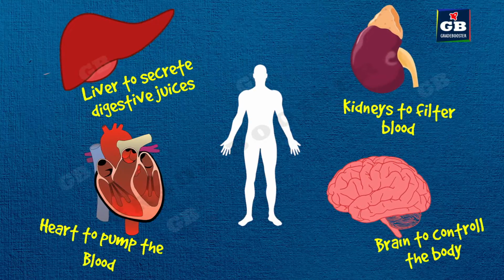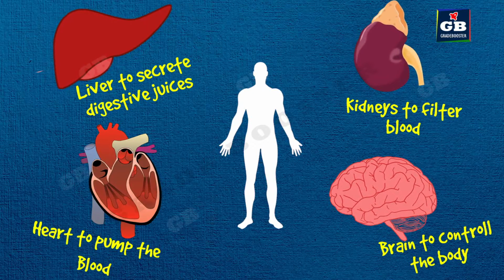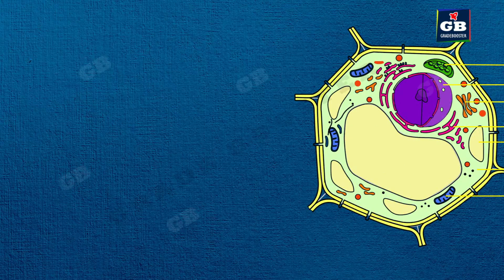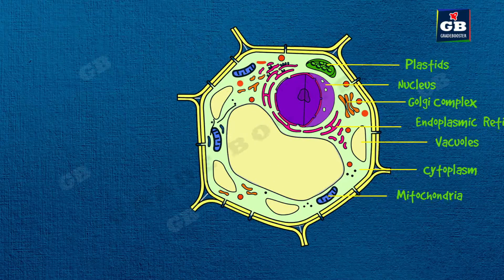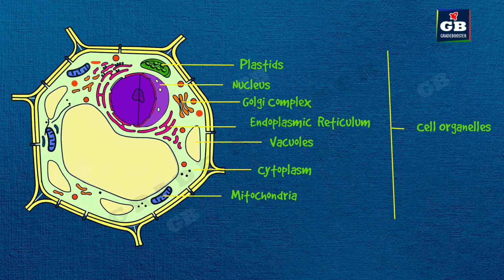This means that in our body, different jobs are done by different parts. We call this division of labor. In this way, we will see division of labor inside a cell also. Cell is very small. Still it has so many parts in it. The parts present in the cell are called cell organelles.